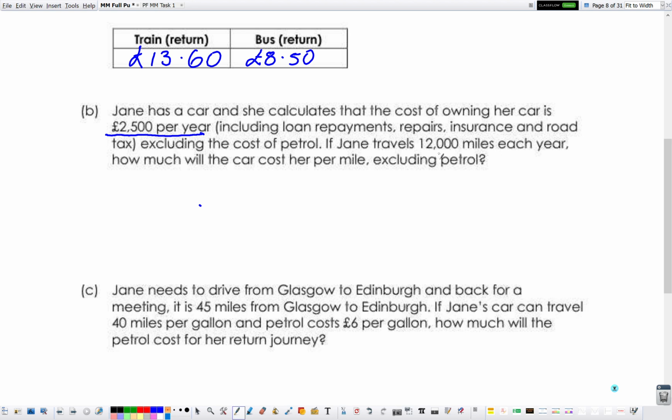So if Jane travels 12,000 miles per year, that's a typical mileage for a normal driver, how much will the car cost her per mile? And that's not including petrol. So to do this, we're just going to take our £2,500 and we are going to divide by 12,000 miles. We want to know how much it is per mile. So we're doing the cost divided by the number of miles. That will get me the cost of the car per mile.